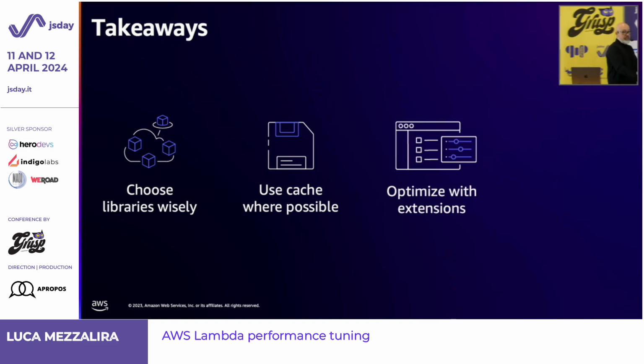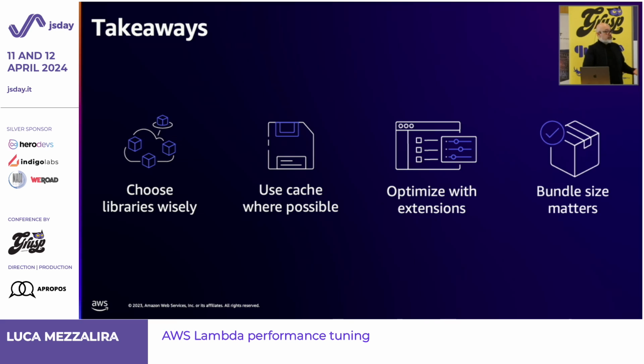You can optimize with extensions, delegating certain operations that are not needed to run every time, like, for instance, retrieving environment variables. And last but not least, bundle size matters. So think about that when you are handling it. The smaller it is, the faster your cold start, and also your code will run better. And remember, there is also LLRT now.